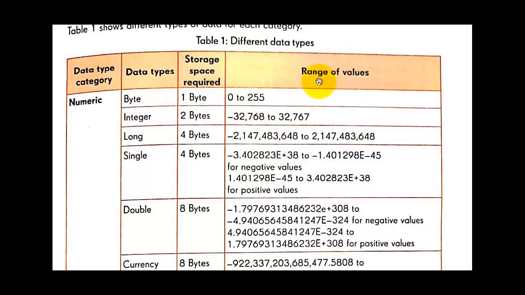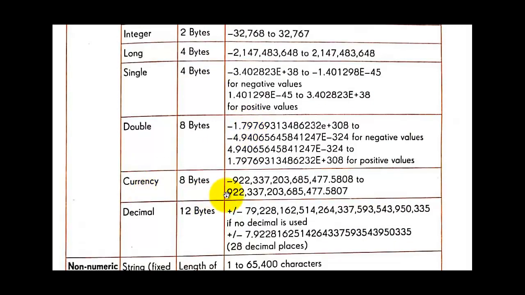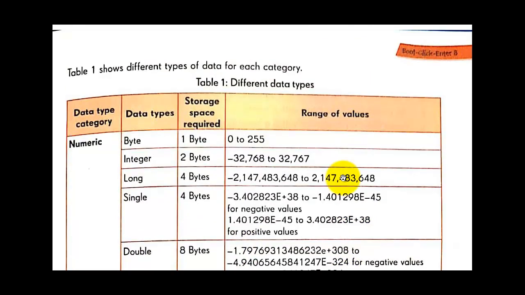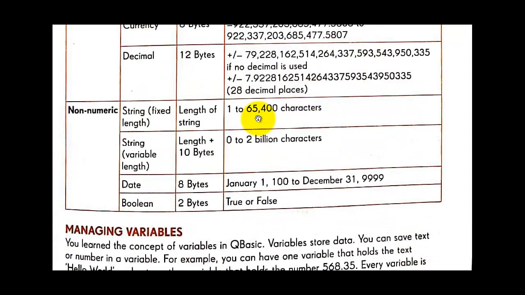It's very easy here. Range of data from 0 to 255. For byte, it stores 1 byte. Integer stores 2 bytes. Long integer stores 4 bytes. Single 4 bytes. Double 8 bytes. Currency 8 bytes. Decimal 12 bytes. These are the ranges of values given here. You can study from this table.